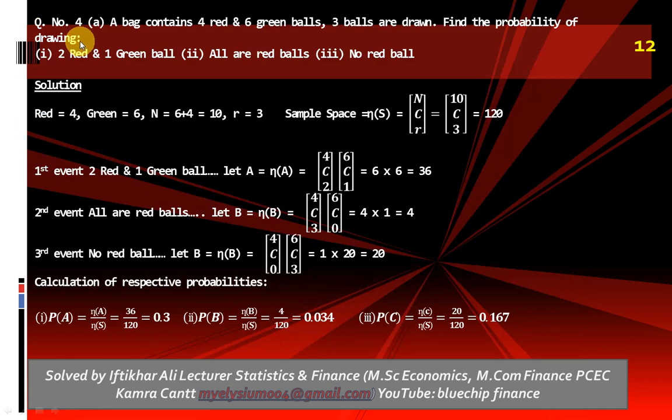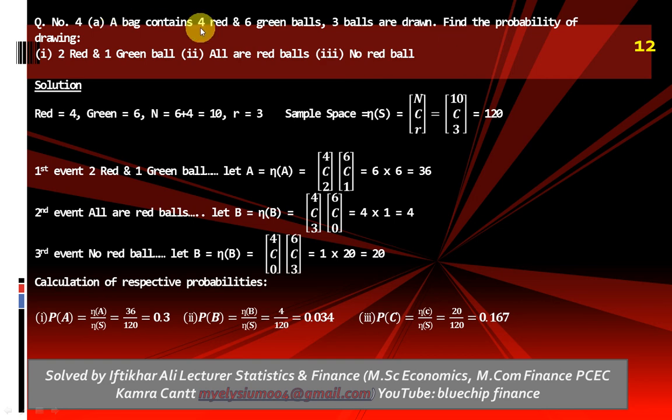Question number 4, part A. A bag contains 4 red and 6 green balls. 3 balls are drawn. Find the probability of drawing: 1, 2 red and 1 green ball; 2, all red balls; and 3, no red ball.